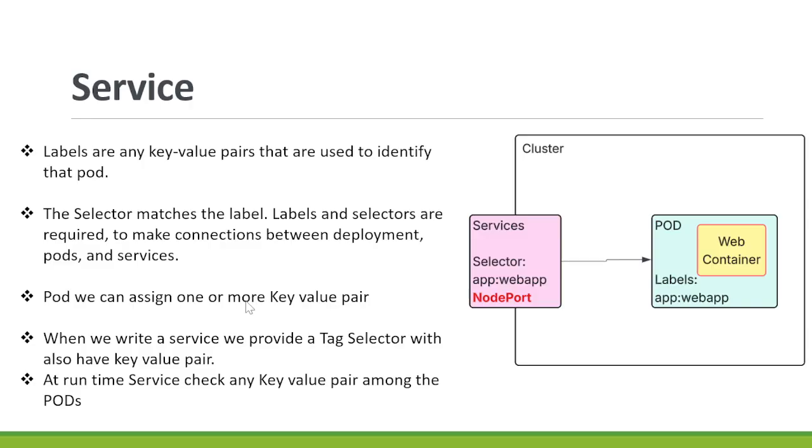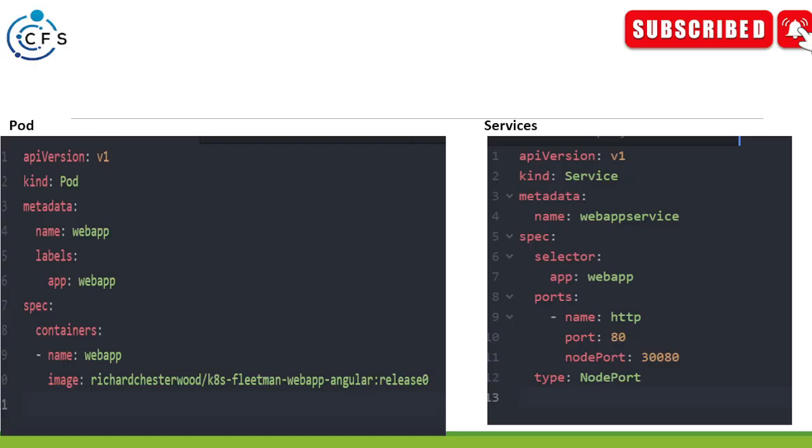A pod can be assigned one or more key-values. When we write a service, we provide a selector with the same key-value. That's what we have to do. At runtime, the service checks for any key-value pair among the pods. That's the whole flow. My service will check: I have this selector key-value, which pods have the same key-value? I need to go and connect with those. That's the whole concept of services.